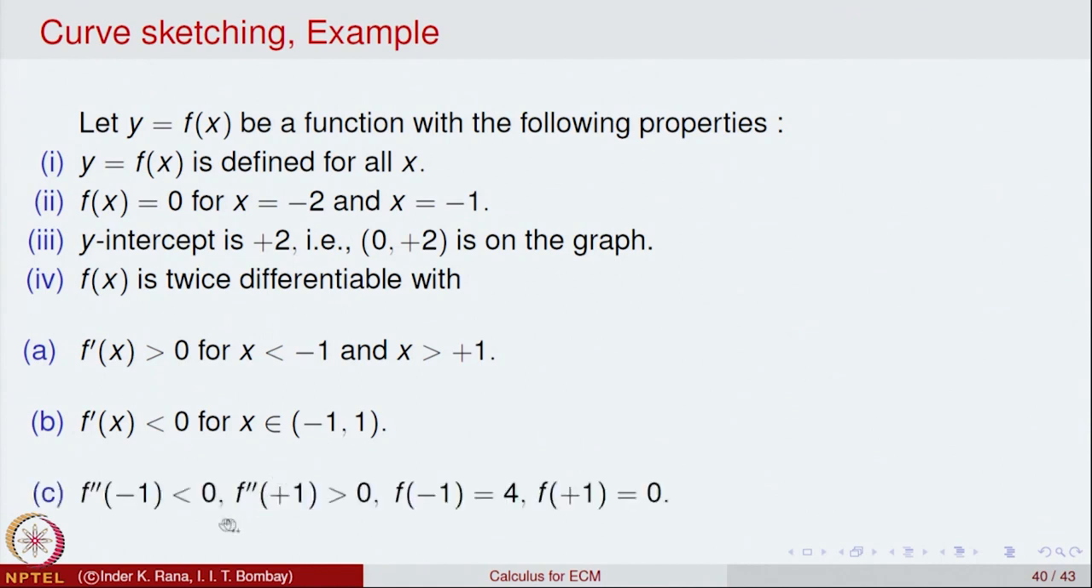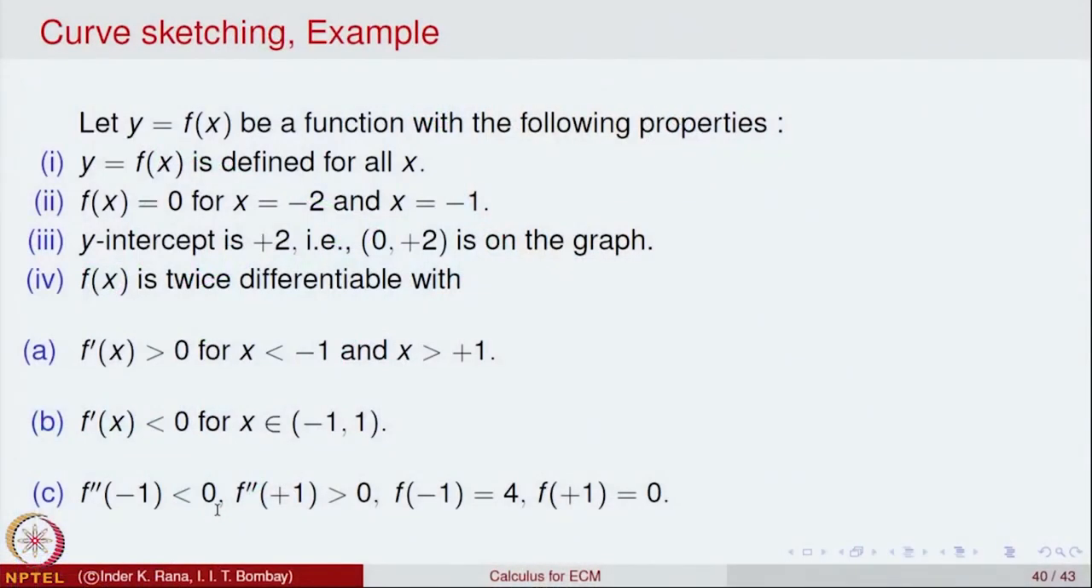The second derivative is given as less than 0 at minus 1, and bigger than 0 at 1 and so on. So, this data is all given to us. So, from this data what do you get? We are also given the fact that the second derivative is less than 0 for x less than 0, and bigger than 0 otherwise. So, f double dash at minus 1 is less than 0, and f double dash at 1 is bigger than 0.